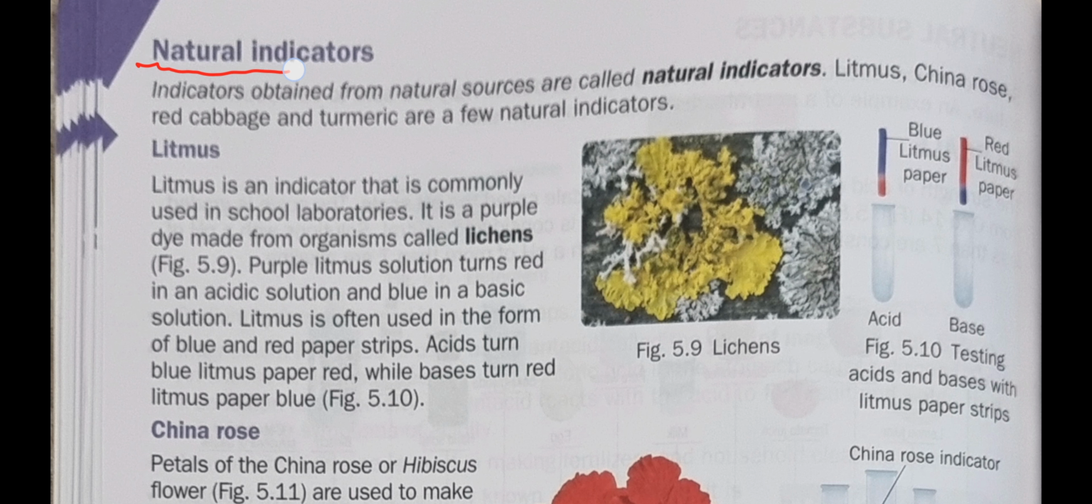Now, natural indicators. What are natural indicators? Indicators obtained from natural sources are called natural indicators. Litmus, China rose, red cabbage, and turmeric are a few natural indicators.